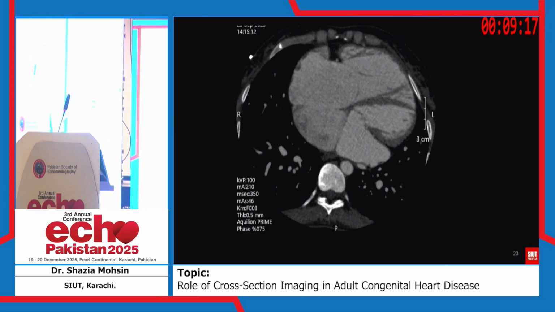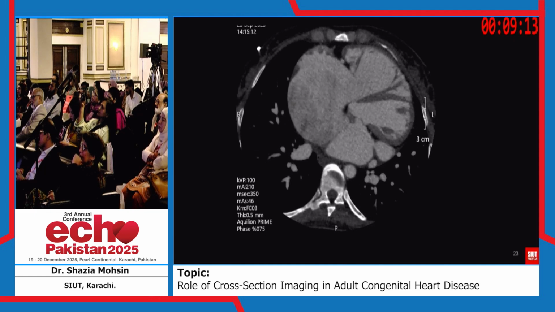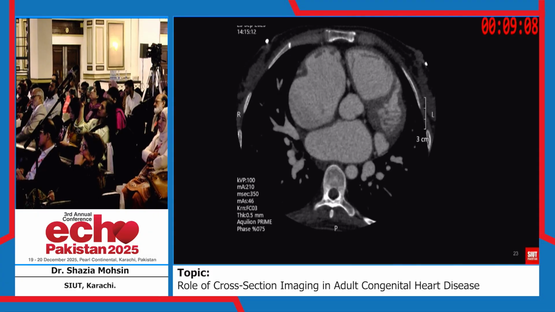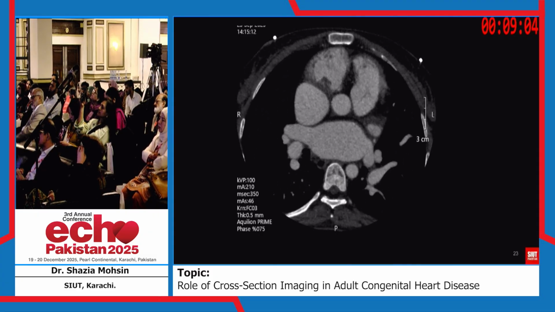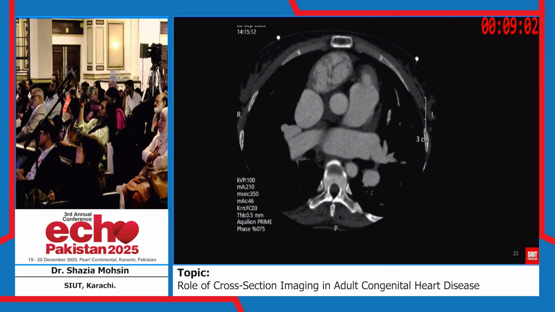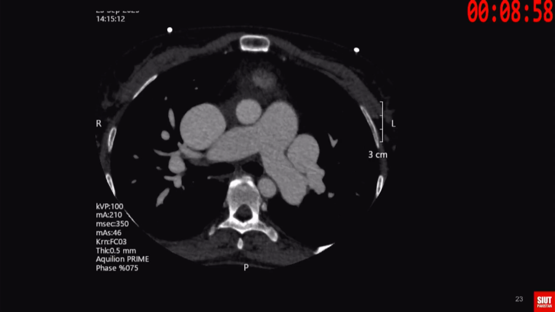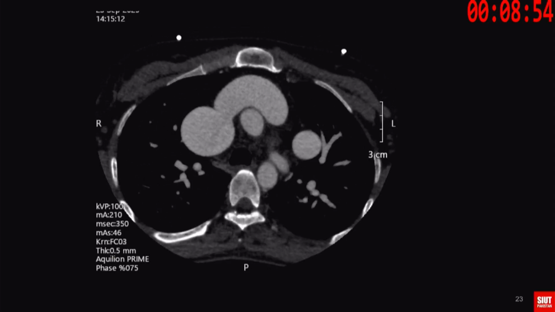This is the right atrium. This is the left atrium. And we will see the right-sided pulmonary veins and the left-sided pulmonary veins opening into the left atrium. And the left atrium actually was connected to a persistent levocardinal vein going there, and this levocardinal vein was opening into the innominate and then the SVC.